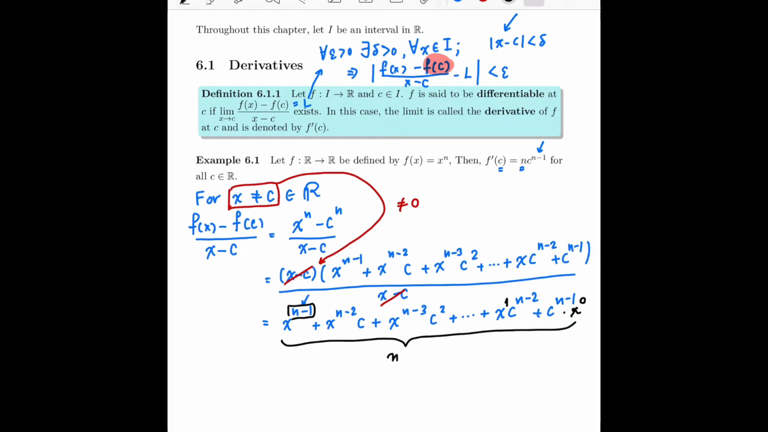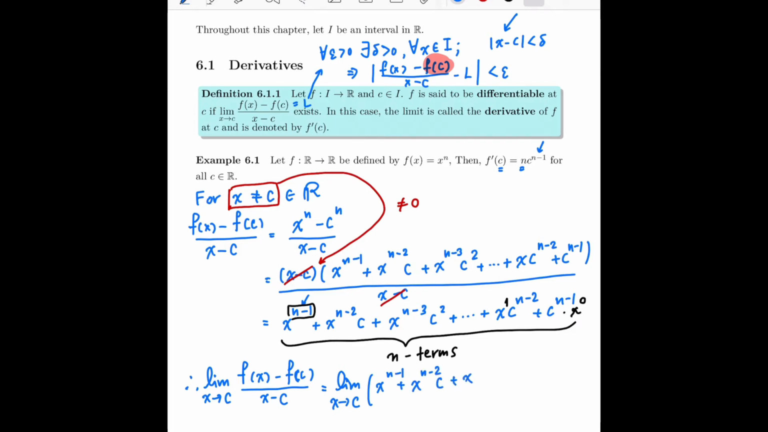So it means that you have n terms, right? You have n terms added together. So at the end, if you replace your x by c, as your limit goes close to c, it's simply the limit as x goes to c of that expression, the n terms expression.